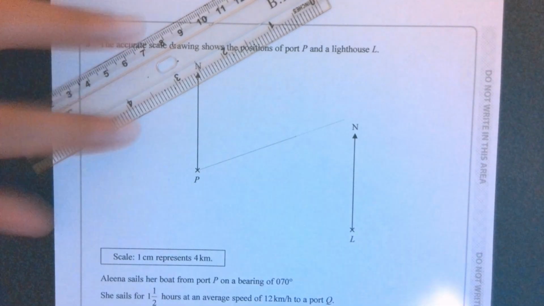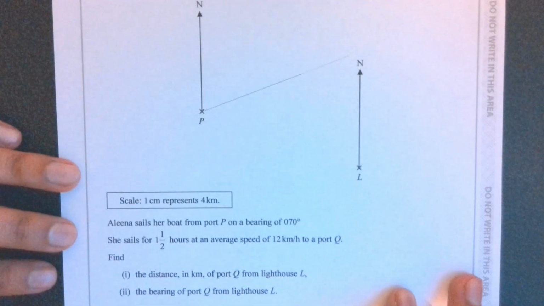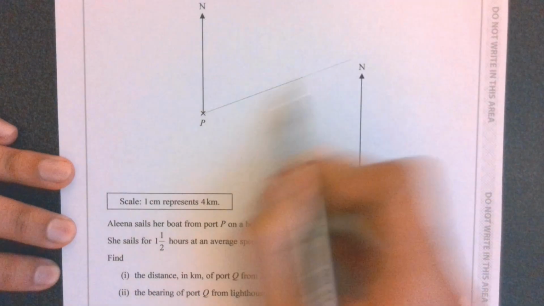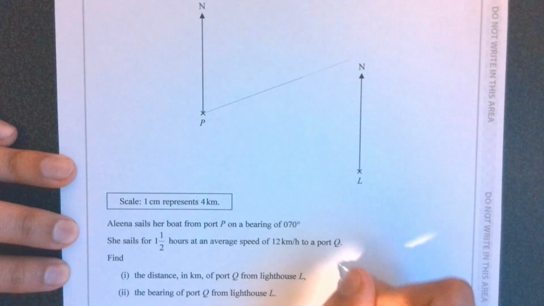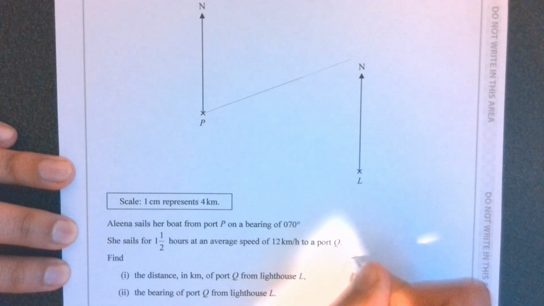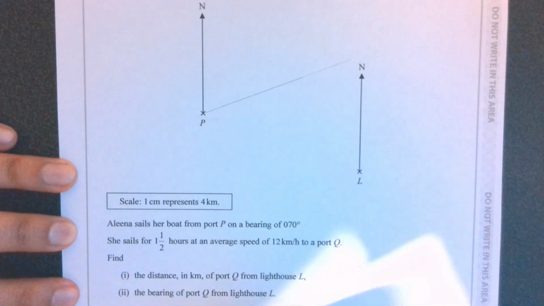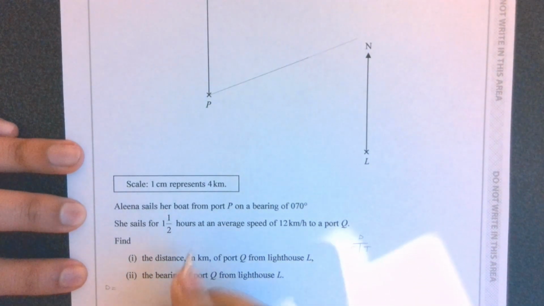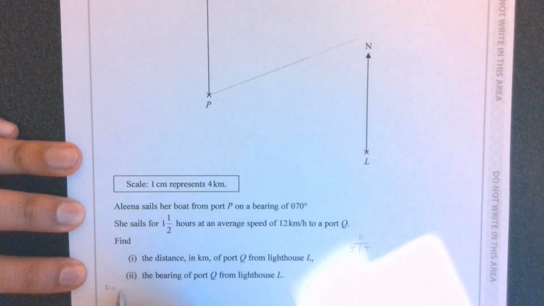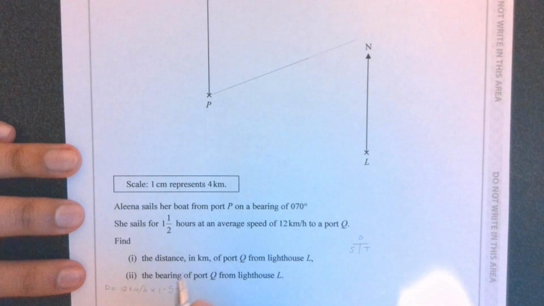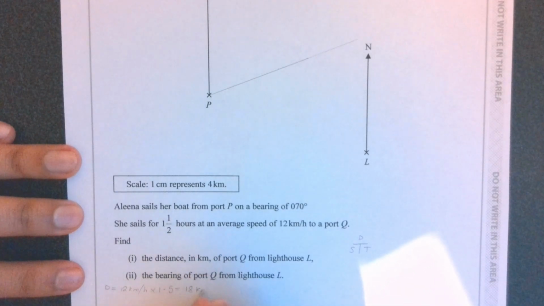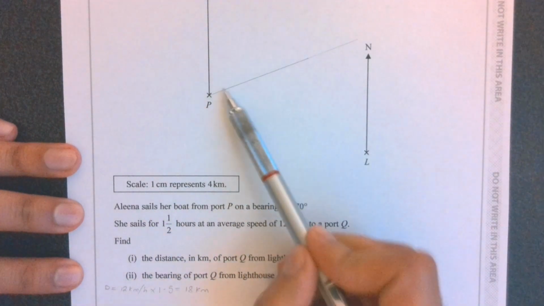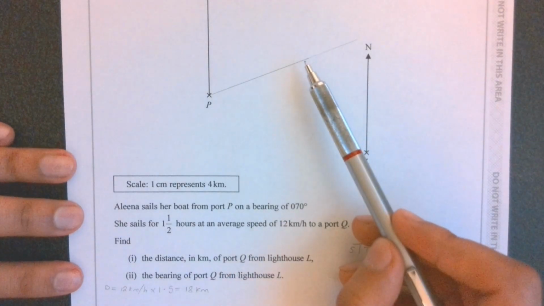So now, if we use speed equals distance over time, we can find the distance from P to some point Q. So the distance is equal to the speed, that's 12 kilometers per hour, multiplied by the time, which is 1.5. And if we multiply these together, we get 18 kilometers. So we know that Q is 18 kilometers from P.